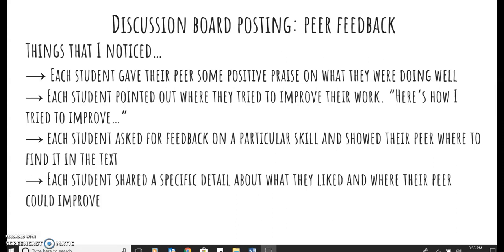And lastly, each student shared a specific detail about what they liked and where their peer could improve. So again, be really specific on the feedback, especially on the skill that your peers are asking about, and then make sure that you're providing some sort of praise for the work that they've done so far. Because again, sharing your writing can be really, really intimidating. So we want to support one another in this way.